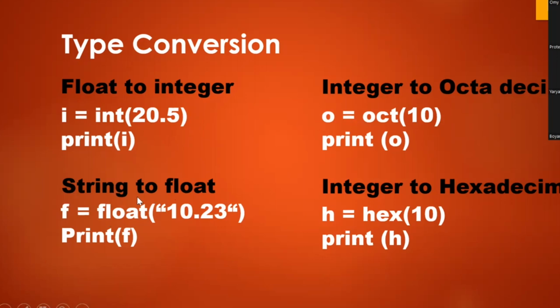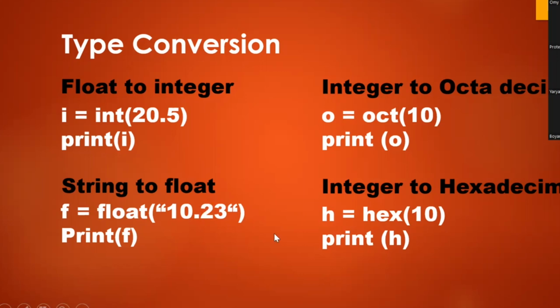Similarly, a string is converted. This is a string which is converted into float. You can see this is actually the number 10.23, but it is enclosed within double quotes. That is why it is acting as a string. A string will always be enclosed within double quotes. So that is why this particular line of code denotes a string which is converted into float.